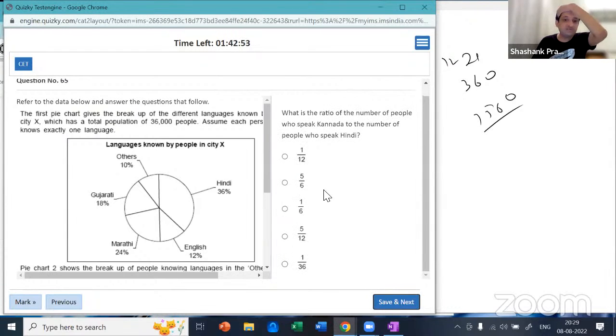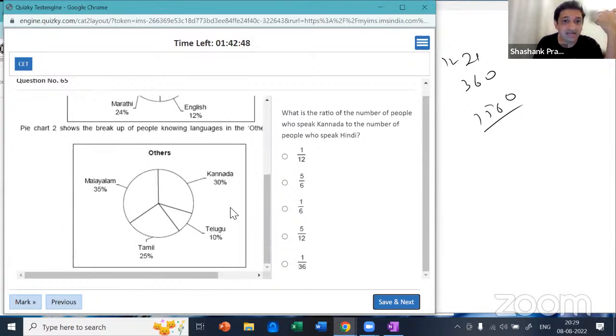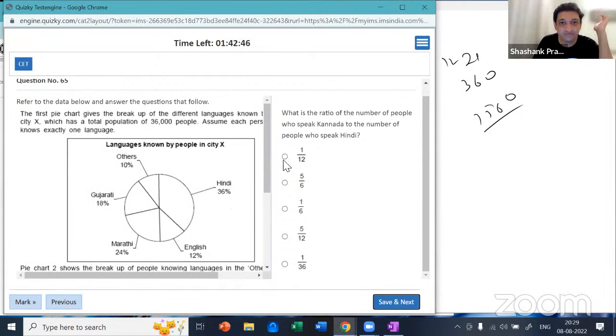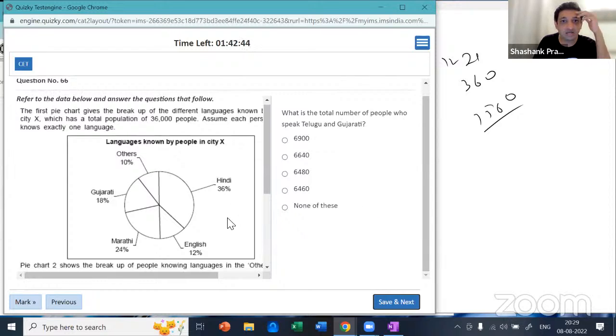Hopefully. Ratio of the number of people who speak Kannada to the number of people who speak Hindi. 36 is Hindi. Kannada is 3. 3 by 36, 1 by 12. This is fine.